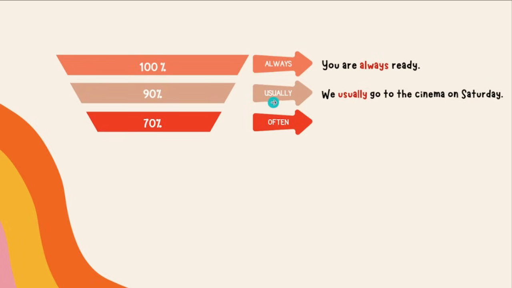The other one is the word usually. Usually now, it's like 90%. So we usually go to the cinema on Saturday. For a month, we can say that you usually go to the cinema every Saturday. So maybe 3 times in a month that you do that, or sometimes you don't miss. So it's only 90% when we use the word usually.